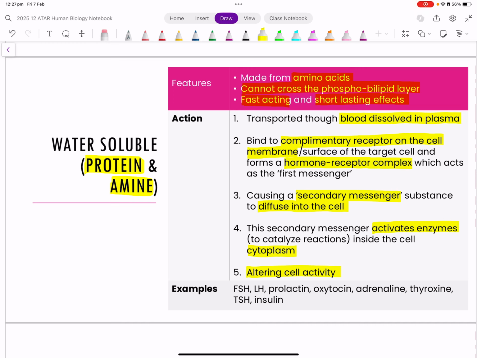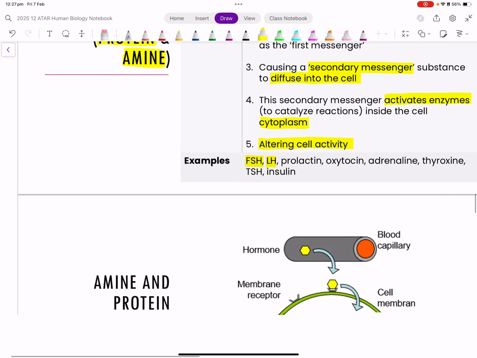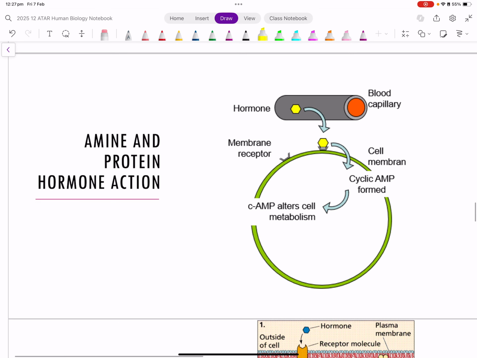So some examples of water-soluble hormones include things like follicle-stimulating hormone, luteinizing hormone, prolactin, and all of these different ones that I've mentioned down below. So we'll keep going with amine and protein action. A particular example that you might like to do some looking into is cyclic AMP and its formation.